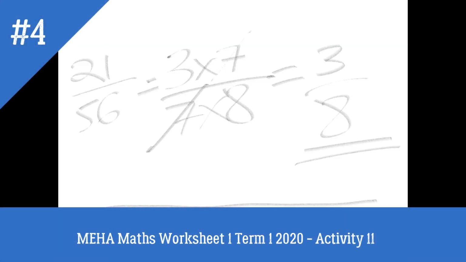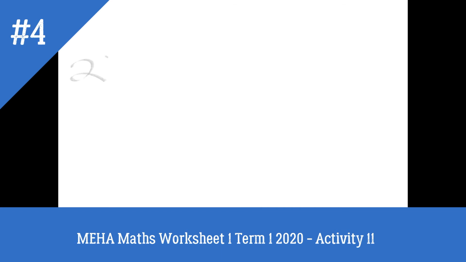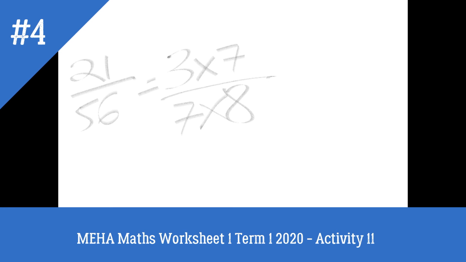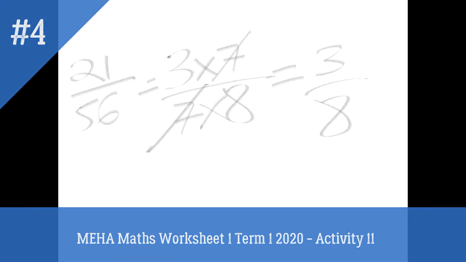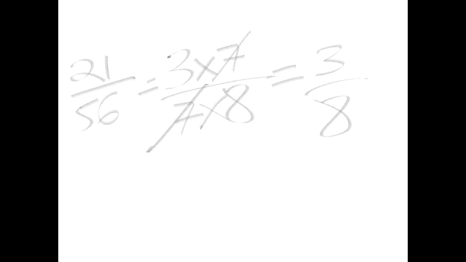Number 4 in activity 11 is 21/56. 21 is 7 3's, so we can start off with that. 7 times 3. 56. 7 7's are 49. 7 8's are 56. Now if we cross out the top 7 and the bottom 7, we're left with 3/8. Can we simplify the 8 more where there's a 3 in it? No, because the one on the top can only be 1 times 3. So really, that's all we can reduce it to. 3/8. That's the answer.